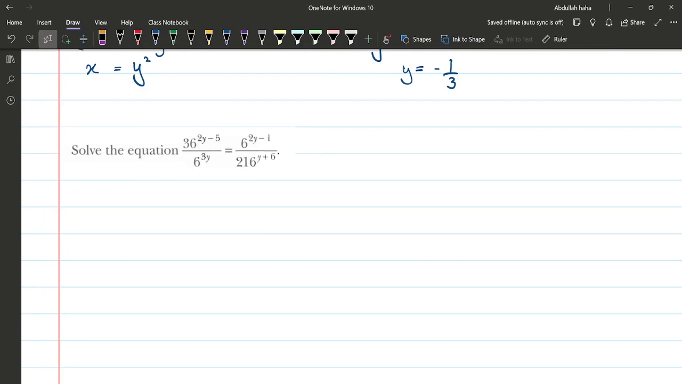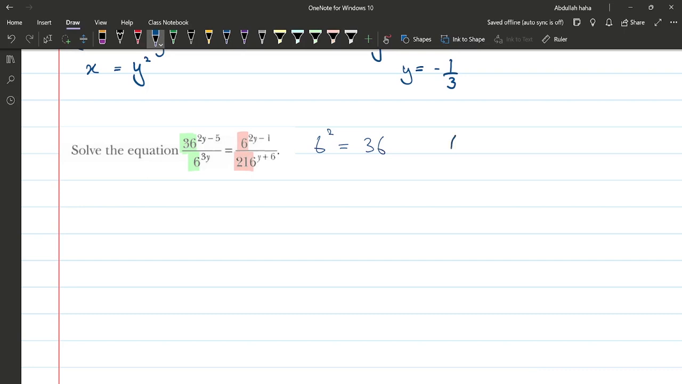Okay, so I think this one is from an exam question. Already I can see that 6 and 36 are related because if I do 6 squared, I get 36. And I know that 6 and 216 are also related.